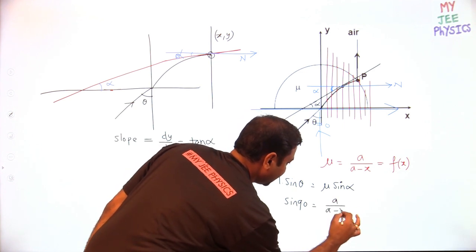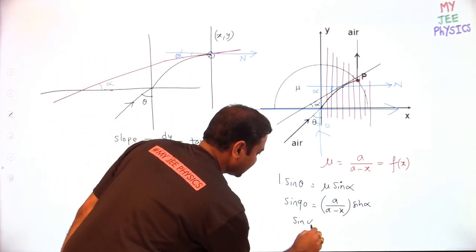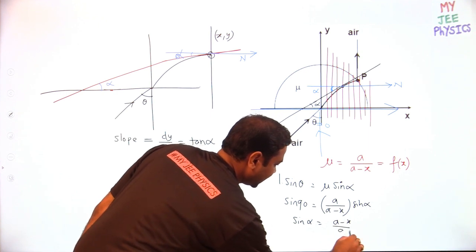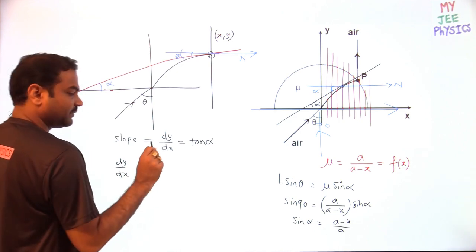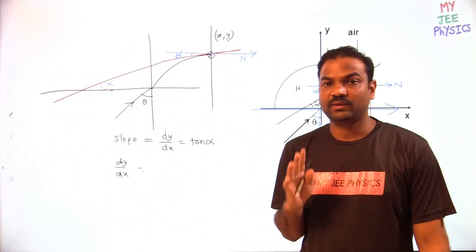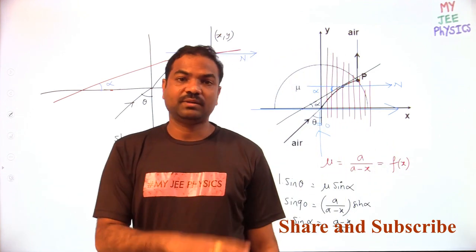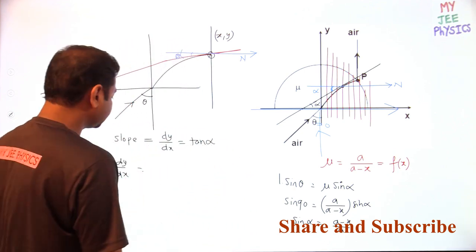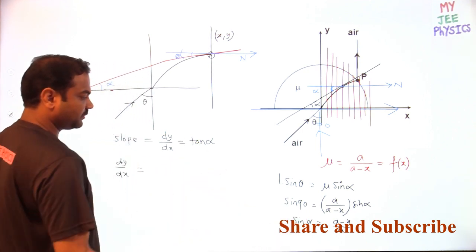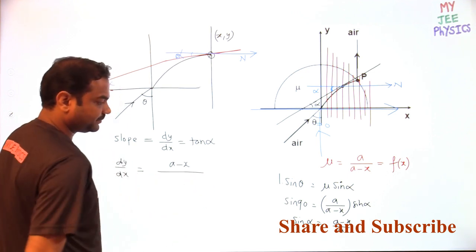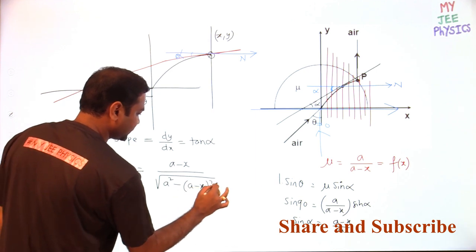Mu value is equal to a by a minus x, into sin alpha. So finally, what is the sin alpha value I get by using Snell's law? It is a minus x by a. That is sin alpha. But here we need tan alpha, because we require the equation of the path. Whenever you are asked for the equation of the path in variable refractive index, go with the slope. dy by dx is something you will get, and from that you can find the equation of the path. Most chances are there. So tan alpha is required, but sin alpha is there. So how to go for tan alpha? It is a minus x by root of a square minus a minus x whole square.